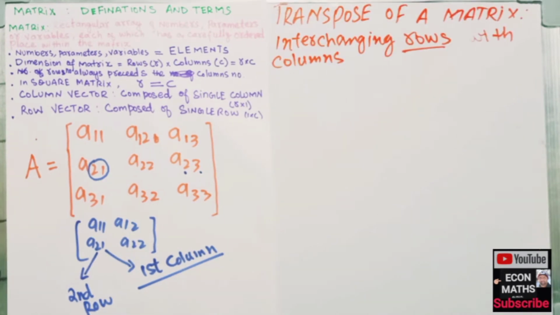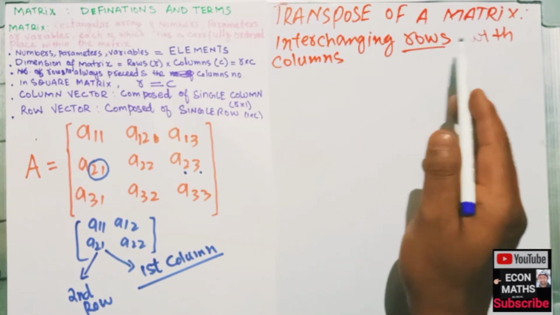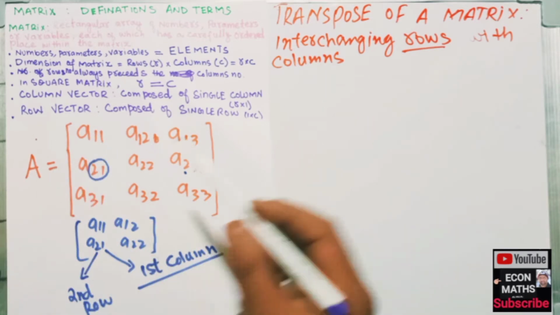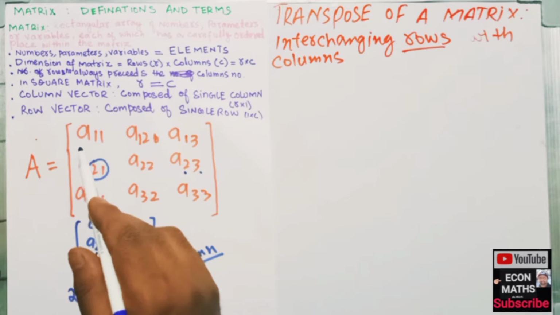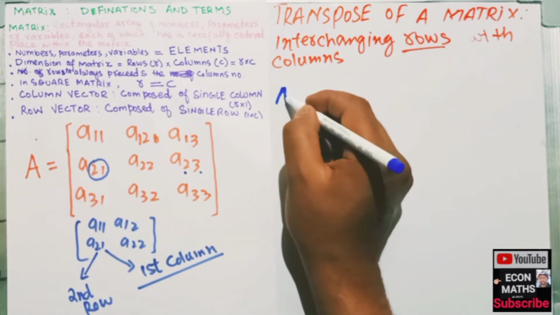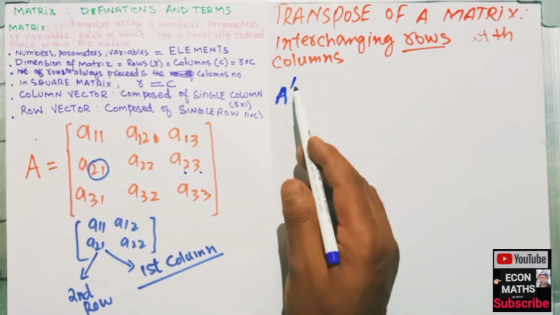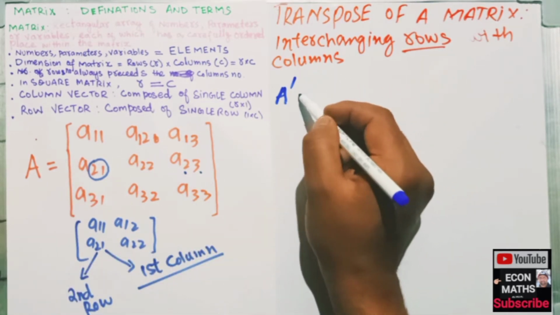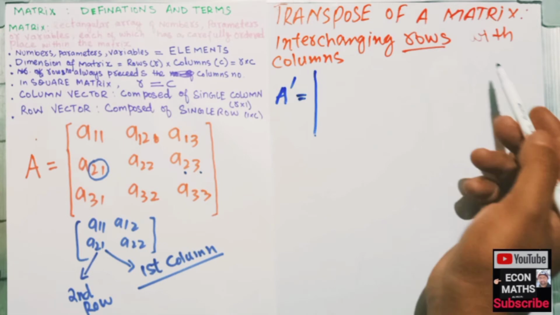Now the transpose of a matrix is interchanging rows with columns. If I have this general matrix, the transpose of this matrix is denoted by A dash. This A dash means the transpose of this general matrix. Transpose is interchanging the rows with columns.